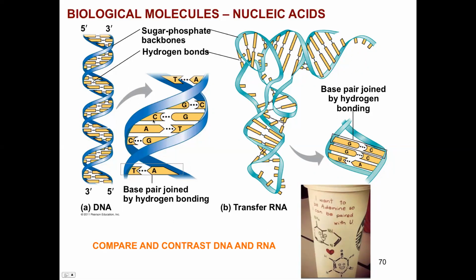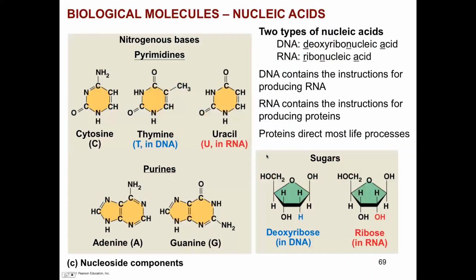Now, C will always pair with G, whether we're in DNA or in RNA. In DNA, we have an AT match, whereas in RNA, we don't have T, but we have U. So it's an AU match. There are 2 hydrogen bonds between AU or AT, and 3 hydrogen bonds between GC. The other thing that's going to vary is the sugar. Deoxyribose is used as the sugar in DNA, and in RNA, it's ribose. So DNA is deoxyribonucleic acid, RNA is ribonucleic acid.